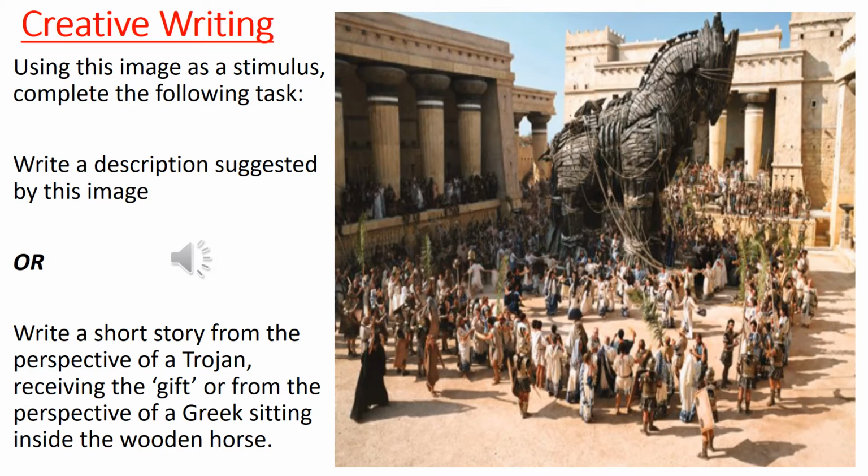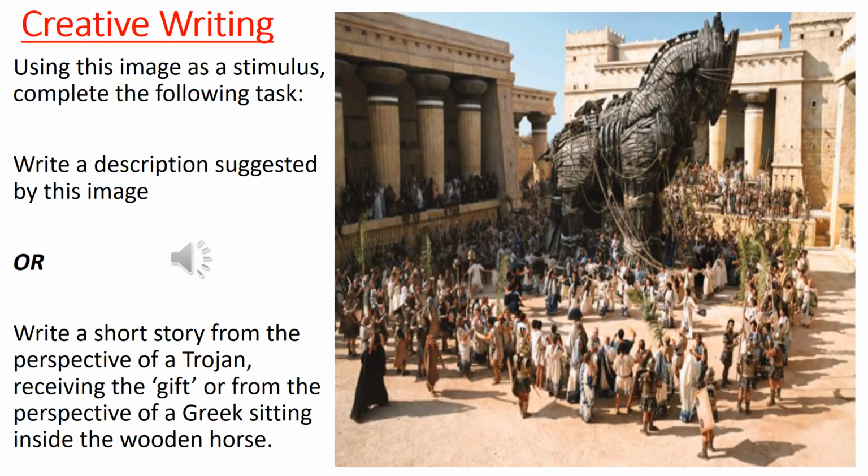Now, I know you're nowhere near GCSE yet, but we always need to be thinking about what we're doing and why we're doing it and where it might lead. So what you would have at GCSE is you would get an image on one of the language papers, and you're asked to write either a description suggested by the picture or a short story. And obviously it's under exam conditions, but don't worry about that. That's not going to happen today.